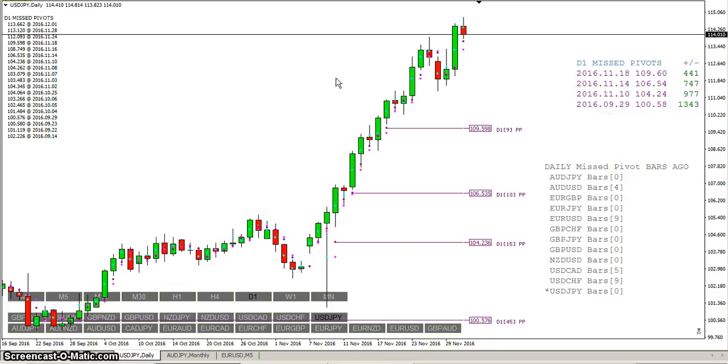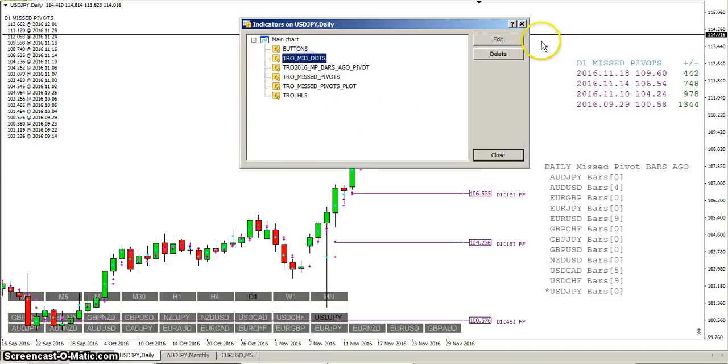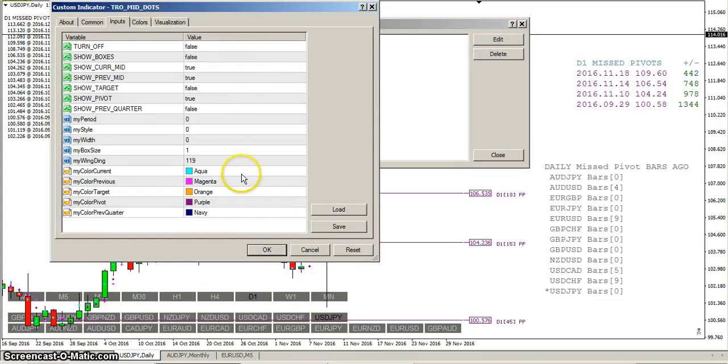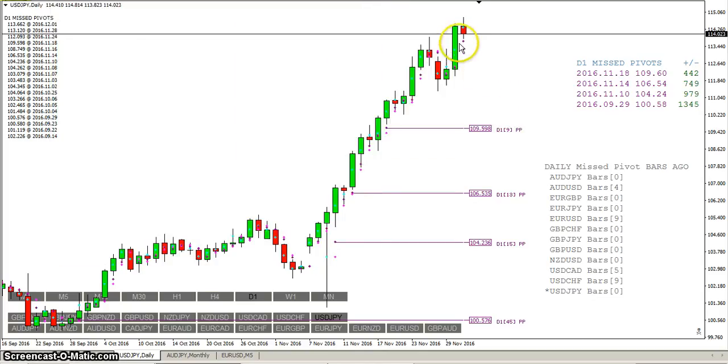So what's the pivot? It's the previous day's high, low, and close added together. Then you divide that by 3. And in the TRO mid dots indicator, what I did was I added a pivot dot. Okay, so that's the purple dot. So that's these purple dots here. Those purple dots, that's the pivot.